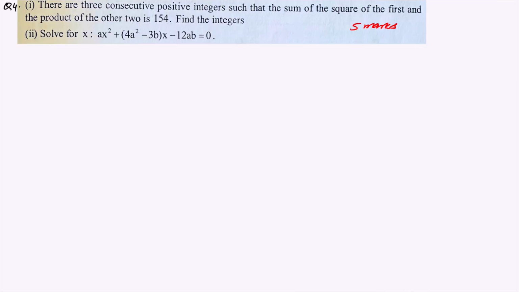Now in question number 4, it is saying there are three consecutive positive integers such that the sum of the square of the first and the product of the other two is 154.